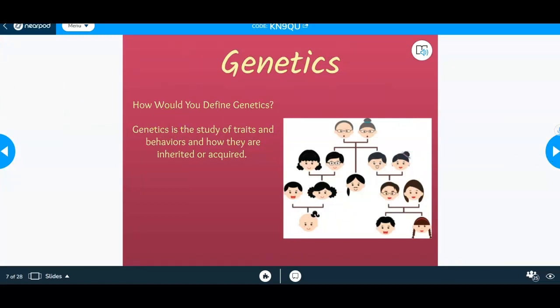First thing I wrote down, if I'm not mistaken, I'm going to write it down again, is genetics. And genetics is the study of traits, behaviors, and how they are inherited or acquired. So it's pretty much everything that's right here. If you want to put that in your notebook, do so now.